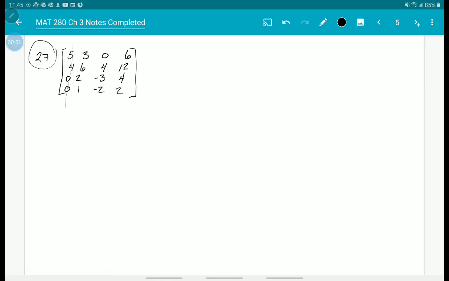Now, it doesn't matter. You can choose to expand along any row or any column. You're going to get the same result in the end. I'm just going to choose to go along that first column to cut some of the work.